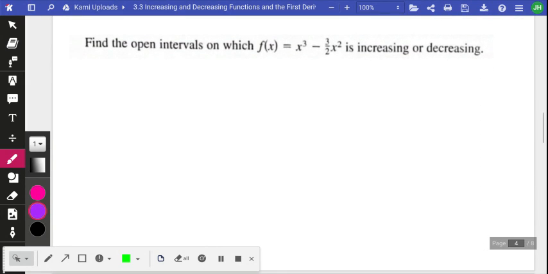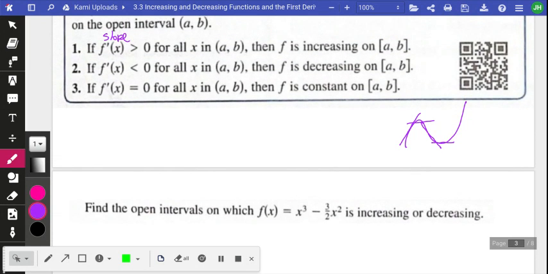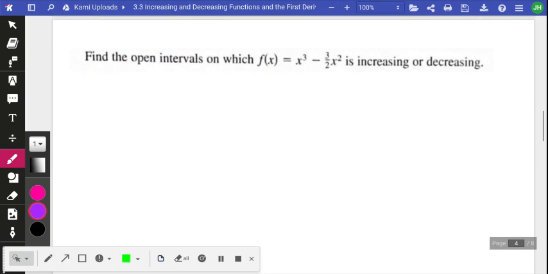Let's try it. We're going to find the open intervals for which a function is increasing or decreasing. The function we're going to do is x cubed minus 3 halves x squared. Based off this information, all of them are comparing that first derivative slope, so we need to look at our first derivative. f prime of x is equal to 3x squared minus 3 halves times 2, which is just 3, so 3x. And we need to figure out where it's positive and where it's negative.